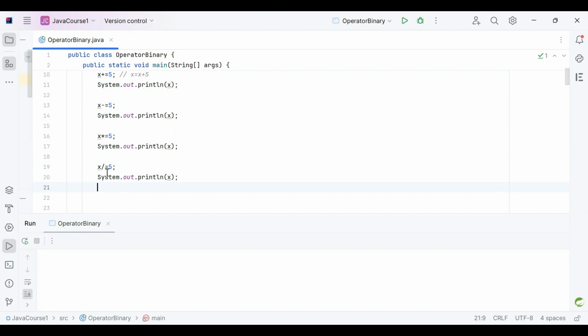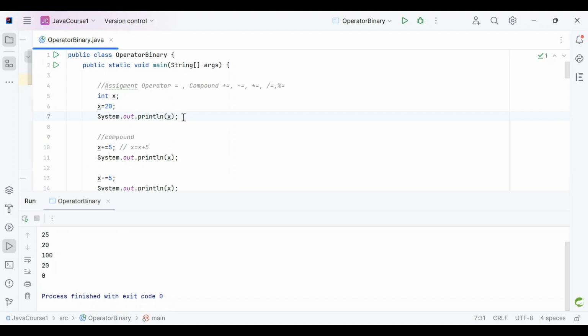If we print x at this point after performing a compound assignment like x division equals to 5, it is going to divide the value of x by 5 again. And now let's try x modulus equals to 5, and try to print the value of x, and I'm going to run this.